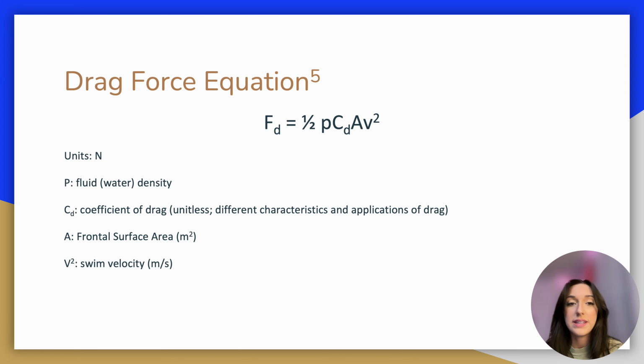Starting off with the most important thing, which is how to calculate the drag force, the drag force equation is provided. In this equation, the drag force is measured in newtons, and the rho value is the fluid density, so the water density. The coefficient of drag is actually unitless, and there are different characteristics and applications of drag force that apply to different characteristics encountered during swimming, which we'll talk about soon. Then we also have the frontal surface area, in meters squared, and the velocity squared, which is the swim velocity in meters per second.